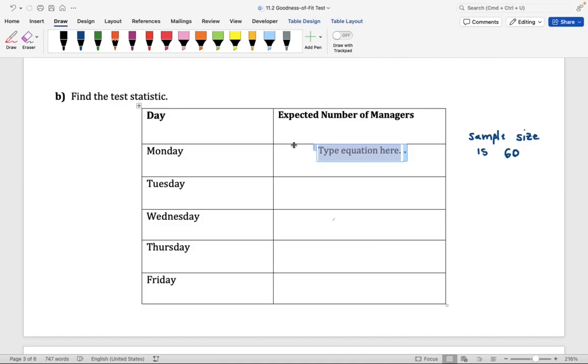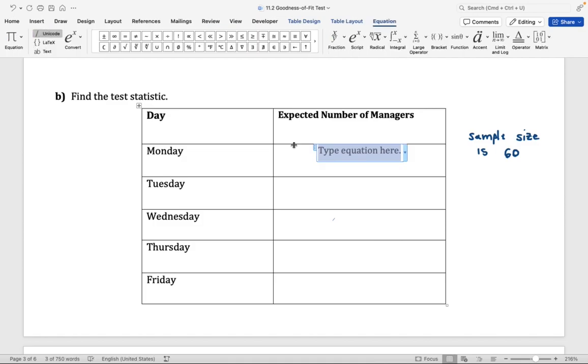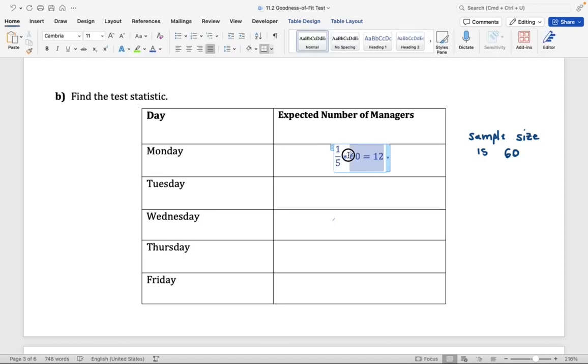I'm just going to go ahead and do it the most formal way, which is using probabilities. If the probability of someone being absent on Monday is 1/5, then I can multiply that probability by our sample size, which is 60, and that is how I get 12. Same thing with Tuesday. If the probability of someone being absent on Tuesday is 1/5 and our sample size is 60, then the expected value for Tuesday is 1/5 times 60, which is equal to 12. So that is going to be the case for each of the categories.